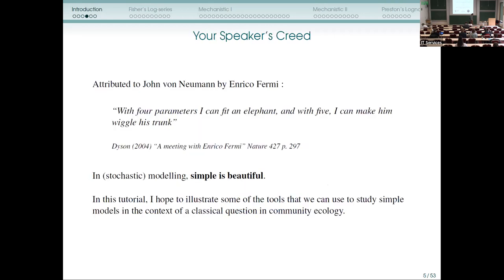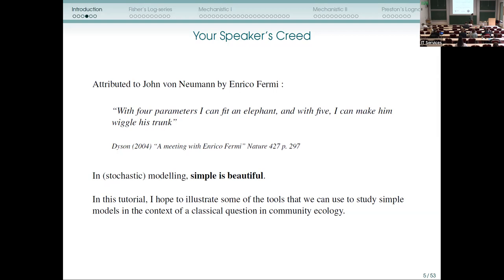And one last bit of introductory comments is that I've been using my religious imagery of orthodoxy and heresy. This is my particular creed, and it comes out of another quote, which I like to always throw out. It's one of those great apocryphal ones where Freeman Dyson said Enrico Fermi said that John von Neumann said, with four parameters, I can fit an elephant, and with five, I can make him wiggle his trunk.